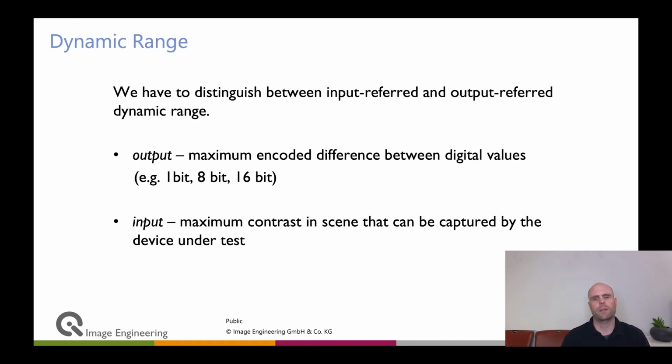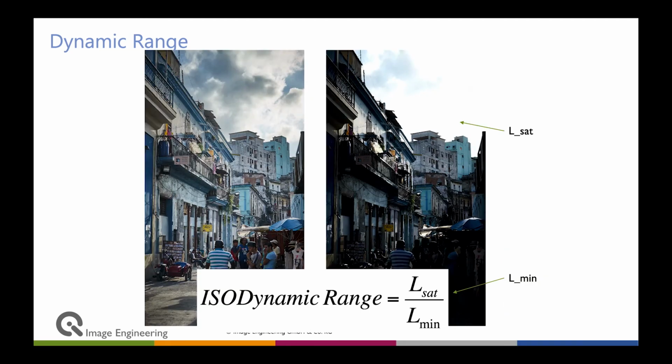So that is the ratio of the maximum luminance that we can have in a scene compared to the minimum luminance that we can have in a scene. So you see that here. So the dynamic range is the ratio: maximum luminance divided by minimum luminance.